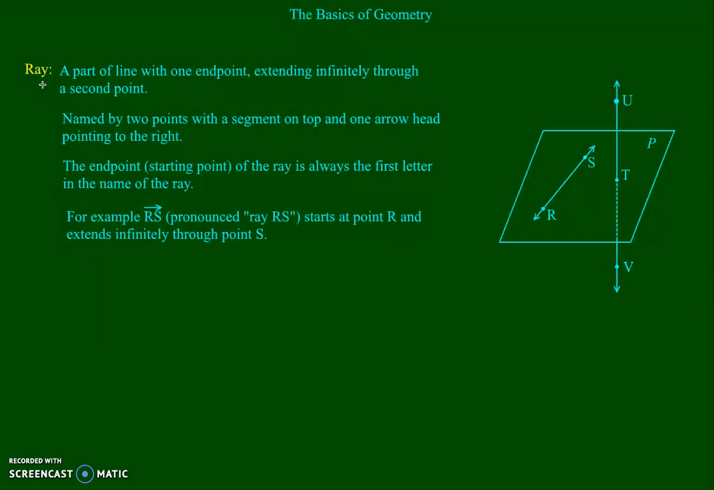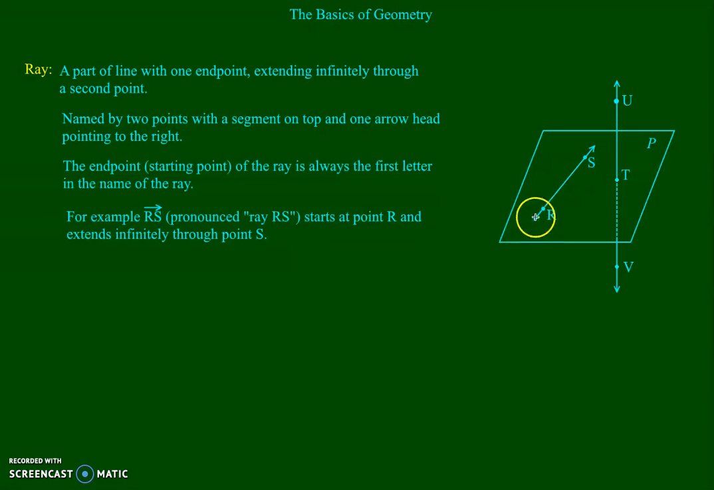They start at one point and they go out infinitely in one direction, a ray. And that's what a ray is. It has one endpoint and extends infinitely through a second point. You would name a ray by listing the 2 points that are part of a line. Just like a line segment, a ray is part of a line.